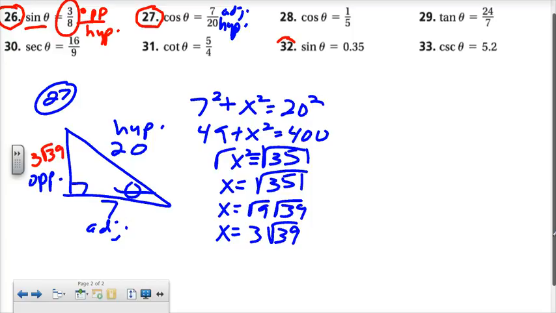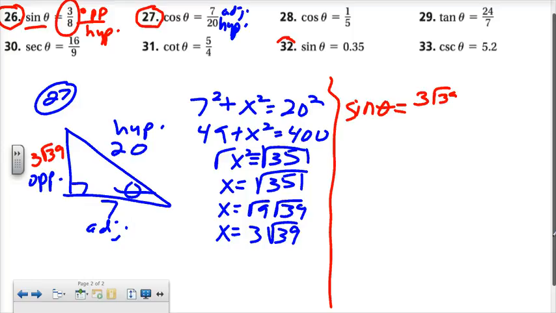Now we need to find the trig functions. We know we're going to have to do some rationalizing in the denominator here. So we start with sine of theta, and sine is opposite over hypotenuse. So 3 square roots of 39 over 20. Cosine, already did that one. That was 7/20. So now we need tangent of theta, and tangent is opposite over adjacent. So 3 square roots of 39 over 7.